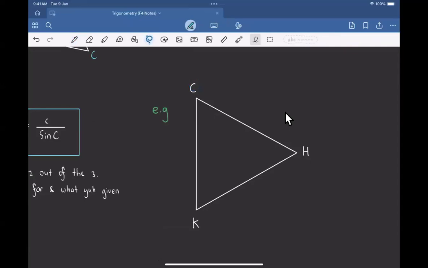Okay, all right. Kiara, if this is angle P, what would this side be?